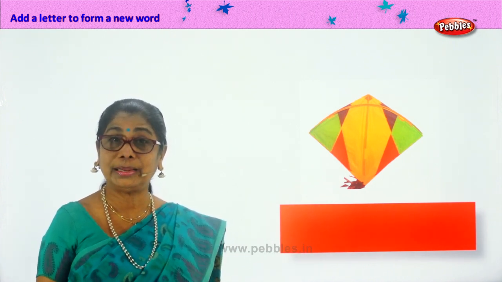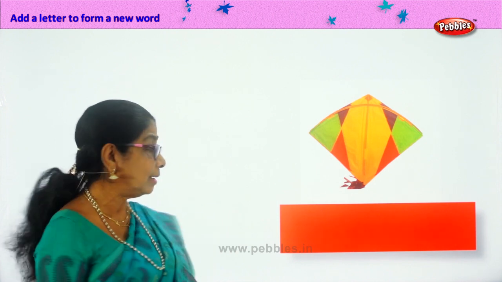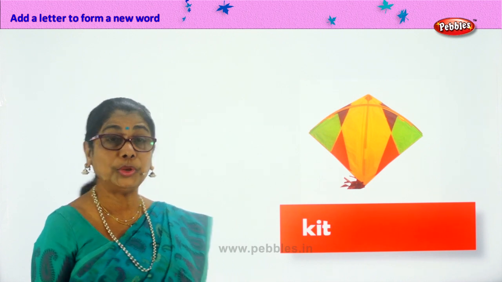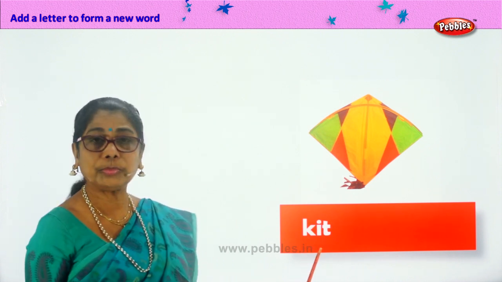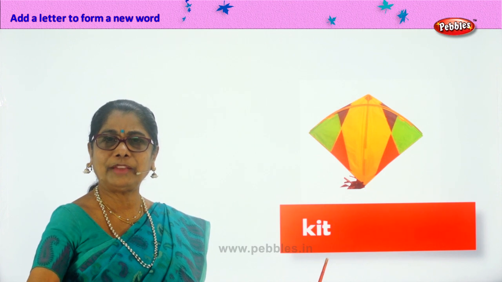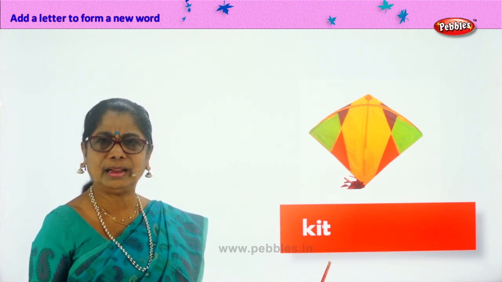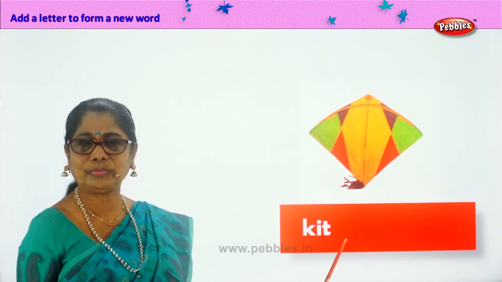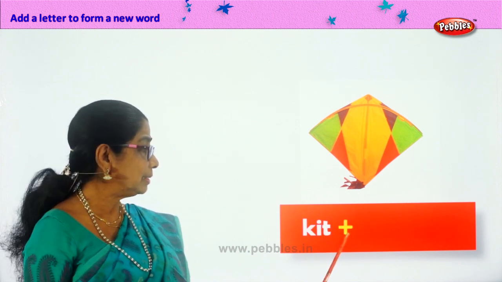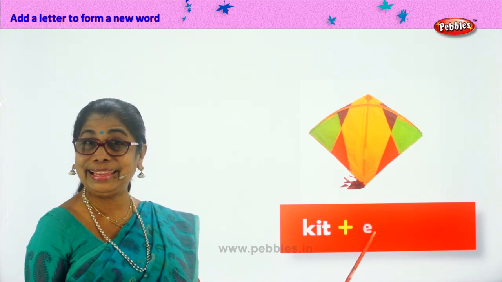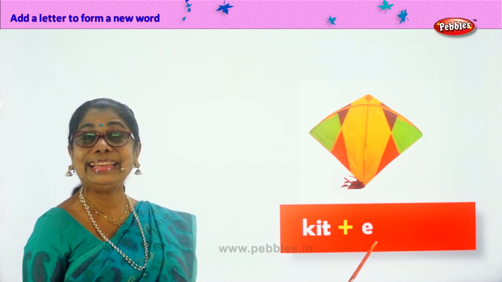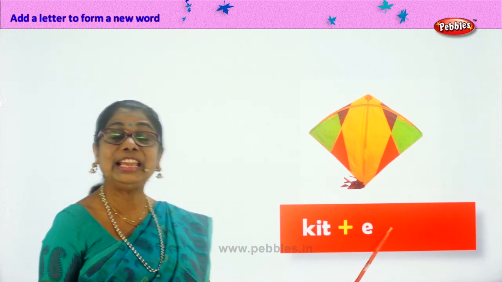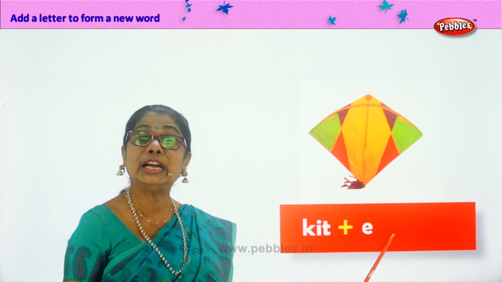What do you do with the kite? You fly it in the sky. Now, let's see what letter we're going to add to form the new word. Kit. What is kit? Bag full of little things, no? Kit. Yeah, small bag with little things inside. Plus. Kit plus E. What letter we adding? E. Kit plus E gives you totally a new word.